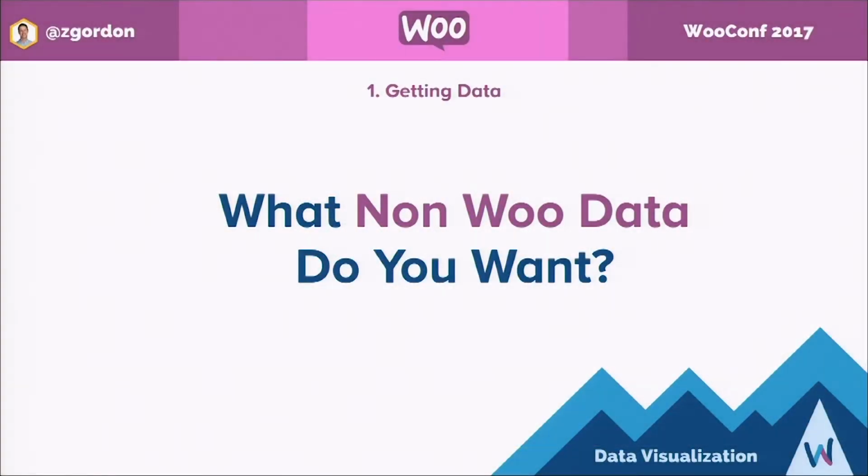Now shout it out. What do you want to see besides WooCommerce data? Any suggestions? Any insights? Amazon orders. Yep. What? From Cloudflare. Okay, so other data, server-related data and stuff like that. What else? I'm sorry, Google Analytics. Yep.